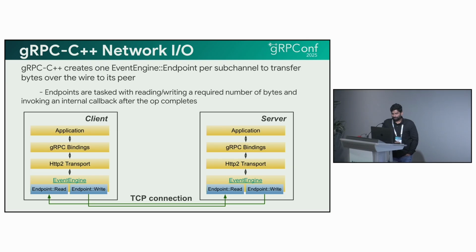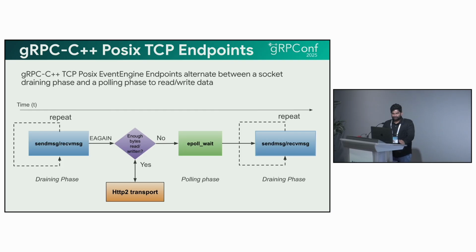In gRPC, event engine is the lowermost layer, and it manages the lifecycle of TCP connections between clients and servers. gRPC C++ creates one event engine endpoint per subchannel and transfers bytes over it to the wire using that endpoint. These endpoints are typically tasked with reading, writing required number of bytes, and then invoking an internal callback after the op completes. So that's at high level what an endpoint is supposed to do. In this talk, we are concerned primarily with the POSIX specific implementation of event engine. This is in fact the most widely used.